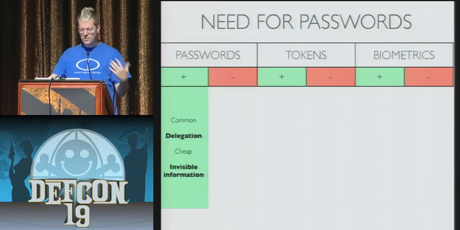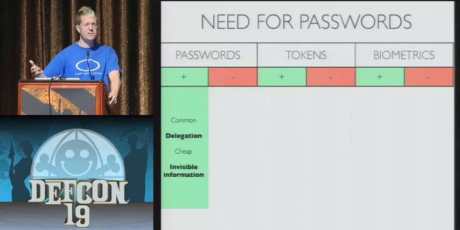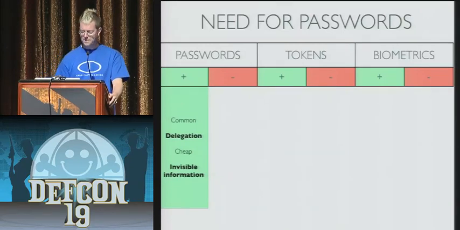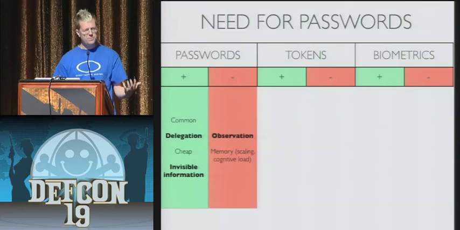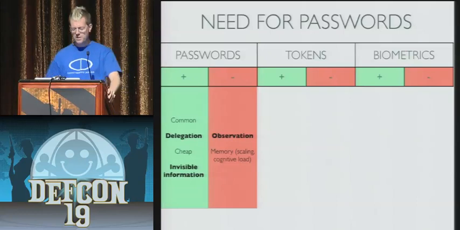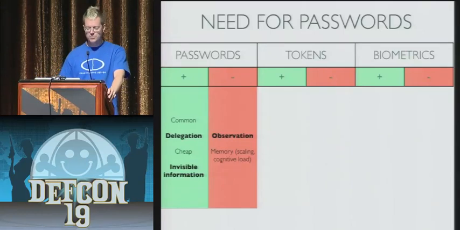So with passwords, the big advantages are that the information is invisible, so no one knows if you have it or not, and it can be delegated. So that means you can give it to someone else. If someone needs to get in something, you can give them your password. And delegation also includes replacement. If someone gets it, you can change it, and you can maintain security. The big drawbacks are that there's a cognitive load. You have to remember them, and they're susceptible to observation. If you know what it is, it's already copied.